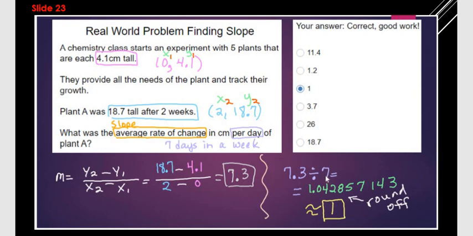Now, you're going to divide this by 7 because there are 7 days in the week. When you divide it, you come up with this. So round off, and this will give you 1.